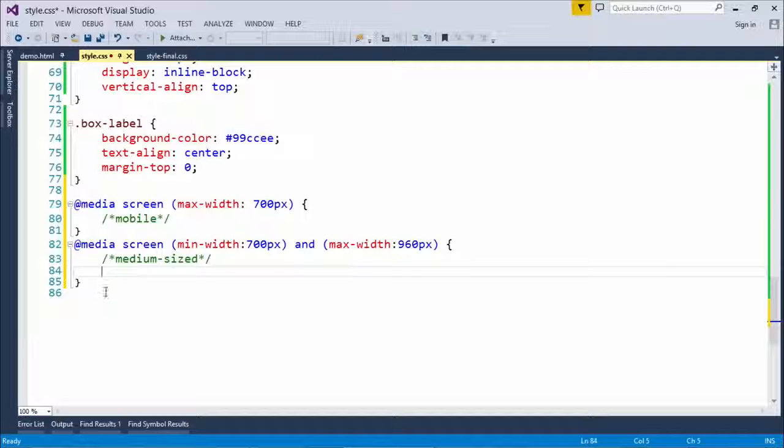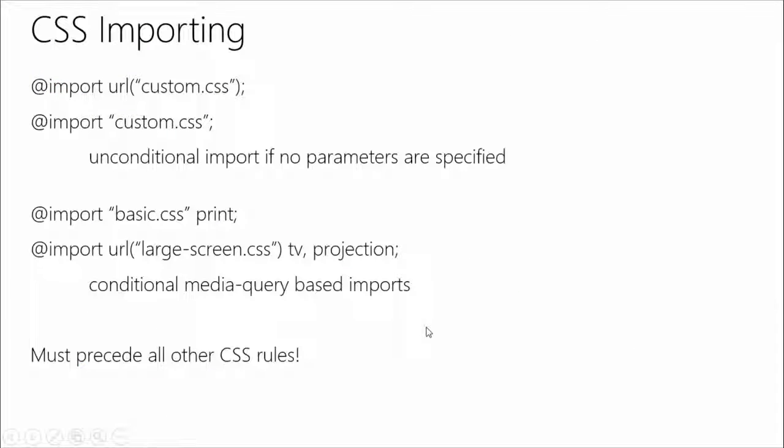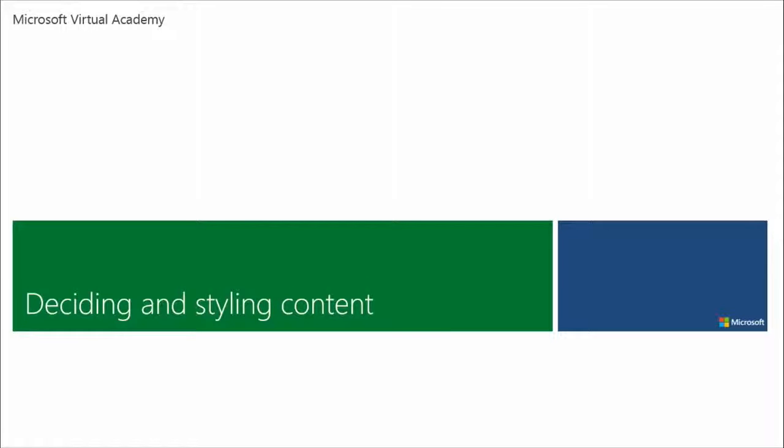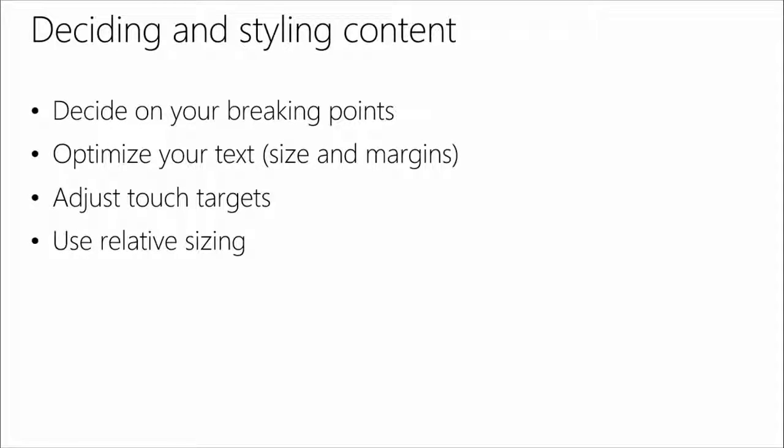So I'm going to leave these empty for now because I want to talk about some of the considerations that you want to make in resizing your page. That would be deciding and styling content. The first thing that we do want to do is decide on our breaking points. We've already done that. We want a certain look for devices that are probably handheld, something with their width being under 700. We also want something for a medium-sized device, and then our default look will be for basically your standard issue website on a large screen, on a desktop, something like that.